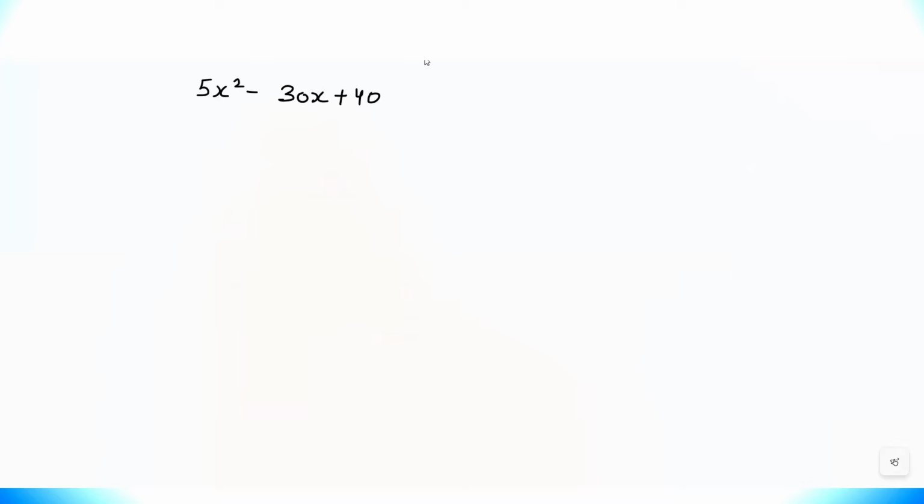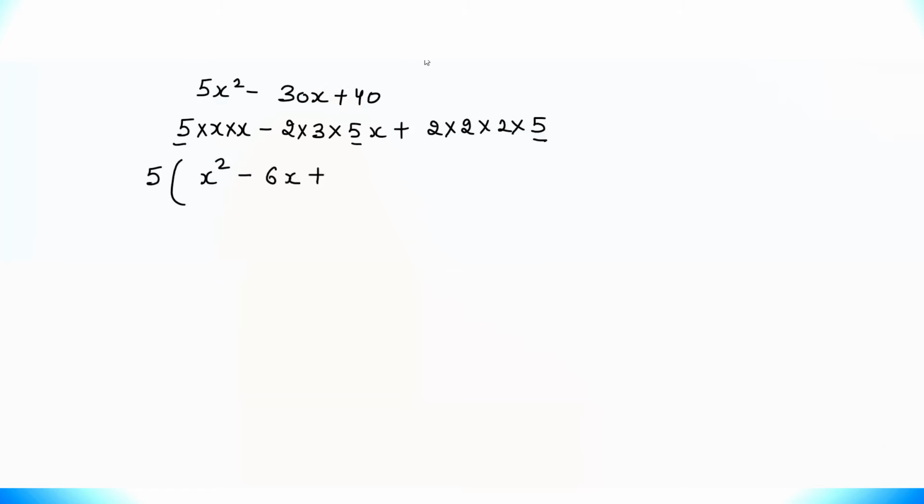Now, in this equation, first of all, you have to see whether we can take something common. So, yes, 5 into x into x. 30 can be written as 2 into 3 into 5. Then 40 can be written as 2 into 2 into 2 into 5. Now, we have to see what is common. If you can see, 5 is common in all. We'll write 5 here. What is left? x square minus 6x plus 8.